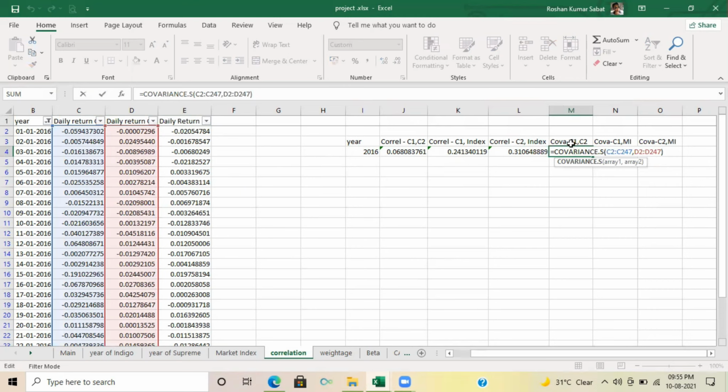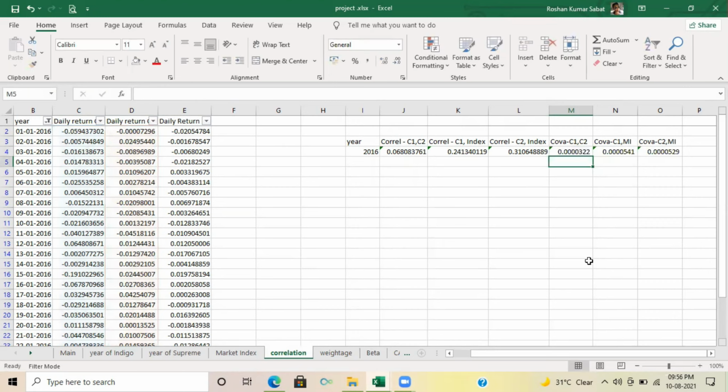For calculating the covariance of company 1 and company 2, first the array has to be selected. This is the first array, which I already selected, and the second array is the daily return of the second company. After that, you have to just focus over here. I use the covariance of sample because these are just the sample ones. That's why I use sample over here. Enter it, you get the value.